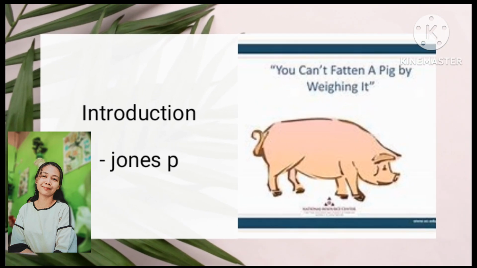Let us take a look at this picture, class. What can you say about this picture? The saying goes, you can't fatten a pig by weighing it. What does this saying mean? Okay, this saying is often used to convey the idea that merely measuring or observing something doesn't necessarily lead to its improvement or growth. In other words, focusing solely on monitoring progress without taking action won't yield results.